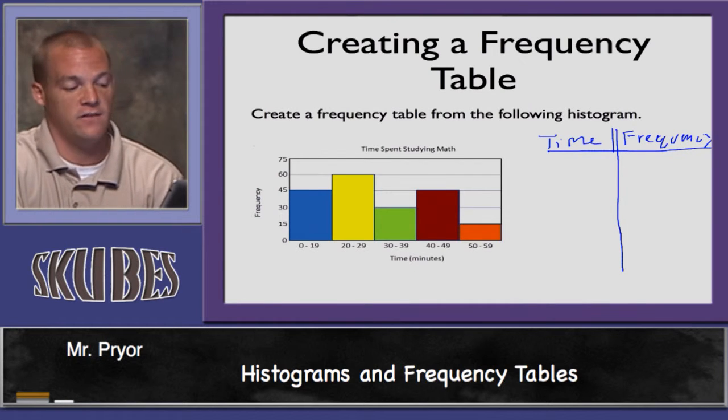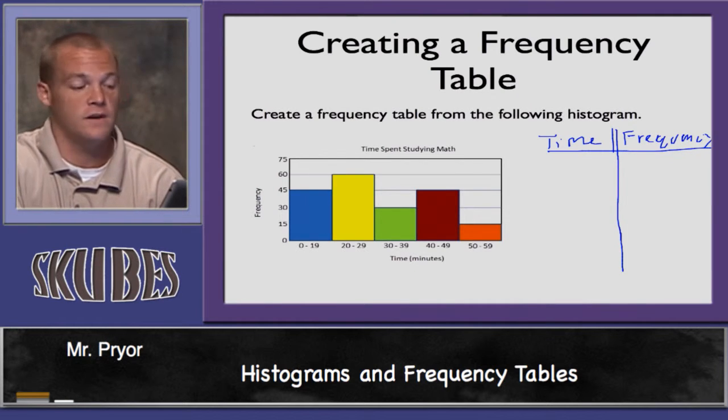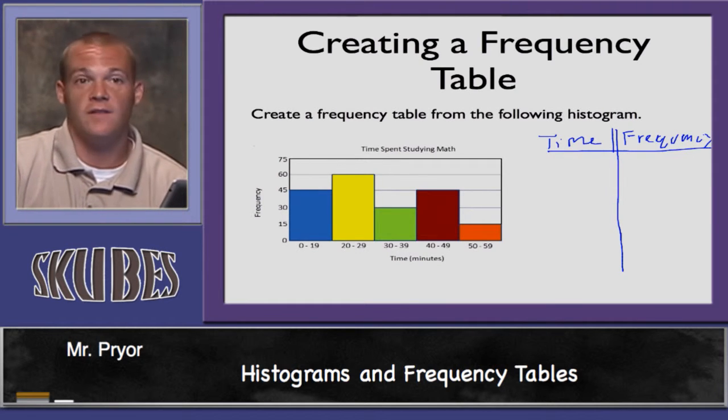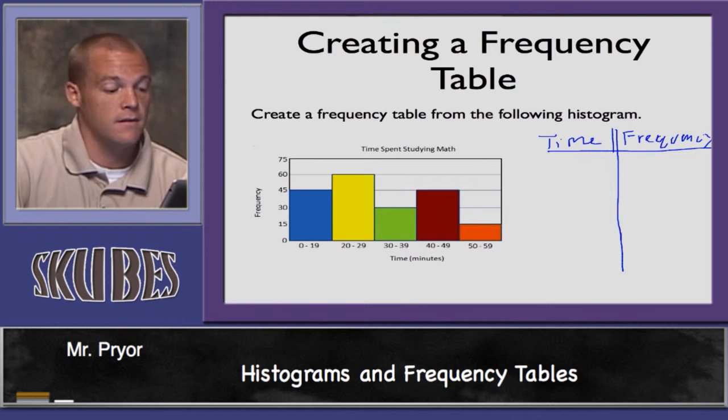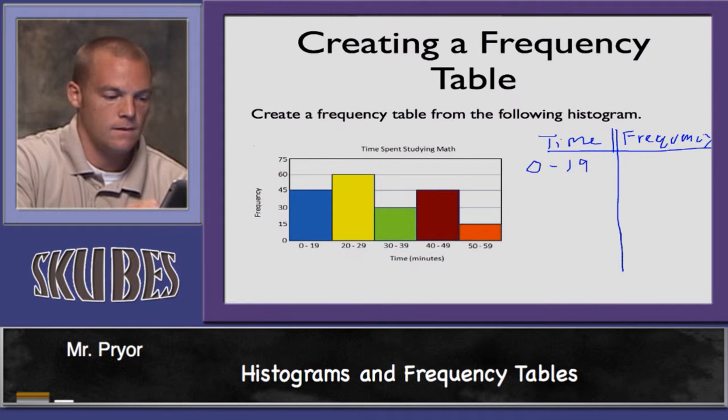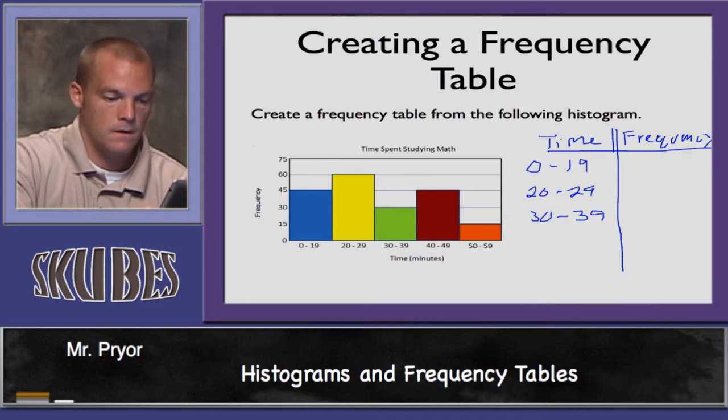You can see the time in minutes is broken into 0 to 19 minutes, 20 to 29 minutes, and so on and so forth down the line. And this is basically time spent by students studying math. So we're going to write those in under the time column here. So that's 0 to 19, then 20 to 29, 30 to 39, 40 to 49, and then finally 50 to 59.